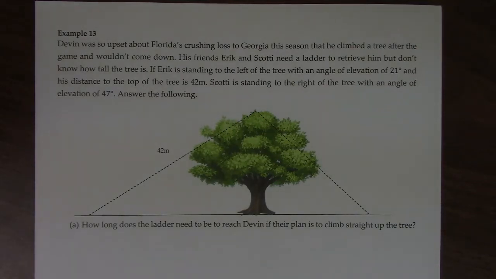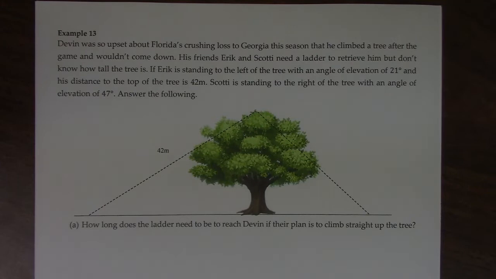But it says, Devin was so upset about Florida's crushing loss to Georgia this season that he climbed a tree after the game and wouldn't come down. His friends Eric and Scotty need a ladder to retrieve him, but don't know how tall the tree is. If Eric is standing to the left of the tree with an angle of elevation of 21 degrees, and his distance to the top of the tree is 42 meters, Scotty is standing to the right of the tree with an angle of elevation of 47 degrees.